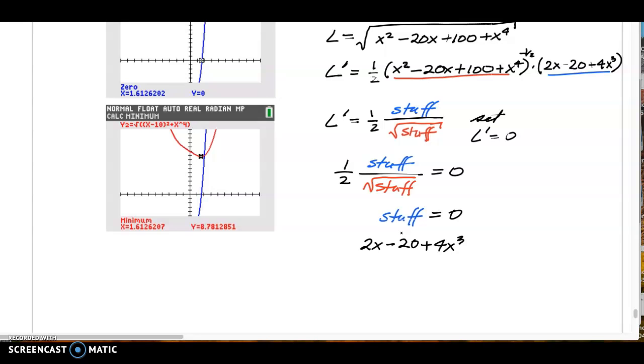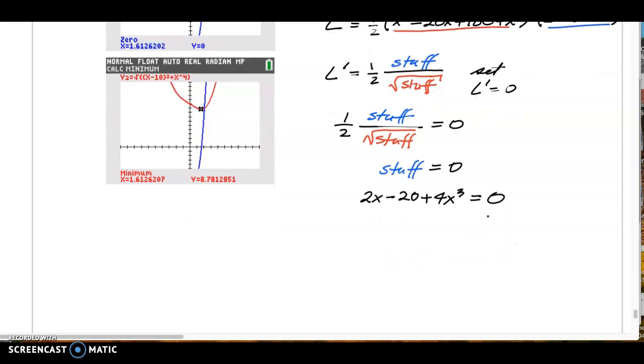No, what did I do? Oh, right, because there's an equals, we're good. Notice that there's a 2 in common with all of these. So what you can do is just pull out the 2. So you can pull out a 2: x minus 10 plus 2x cubed equals 0. Okay, so this is actually what we want.